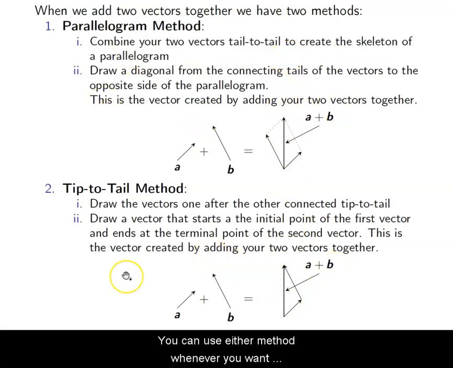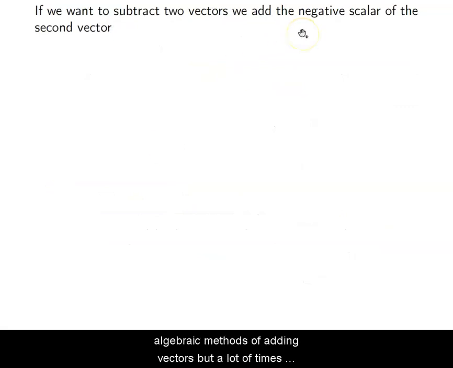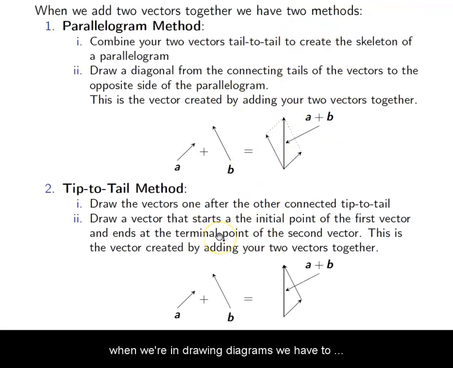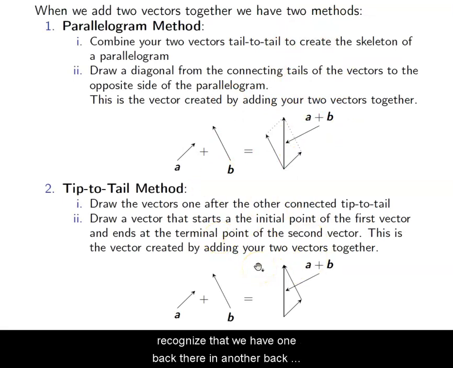So you can use either method whenever you want. Sometimes one method is easier to see than the other. Sometimes the other one is easier to use. Most of the time, however, we just add vectors component-wise, which is the algebraic method of adding vectors. But a lot of times when we're drawing diagrams, we have to recognize that we have one vector and another vector, and in order to add them together, we're creating a parallelogram, or we are creating this triangle.